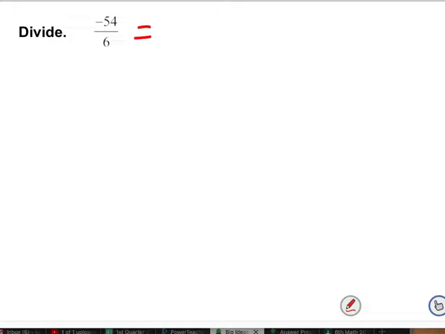Negative 54 divided by 6. These are just simple division statements. What is the quotient of negative 54 divided by 6? What is that quotient? Cooper? Negative 9. Does everybody agree? Yes. By definition, what is quotient? Somebody raise your hand and tell me what quotient is. Sophia? The answer to a division statement. Good.